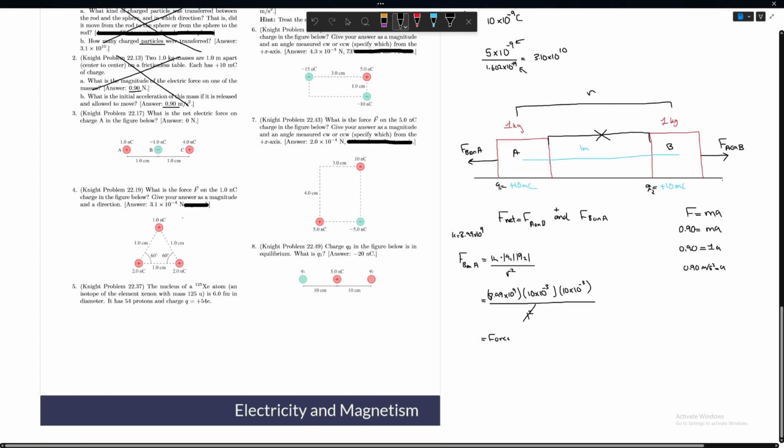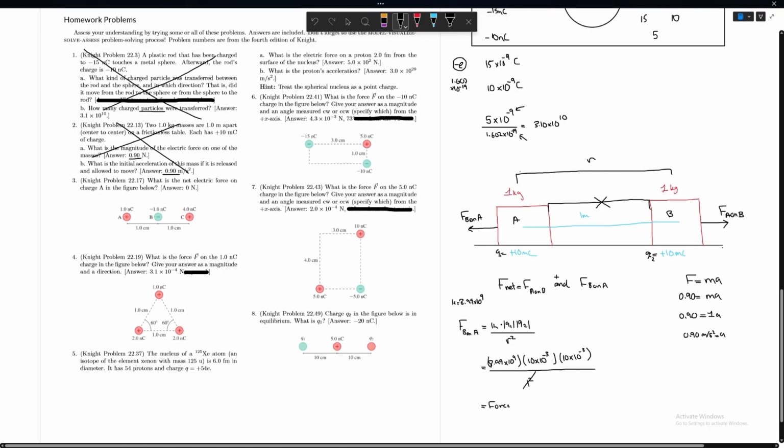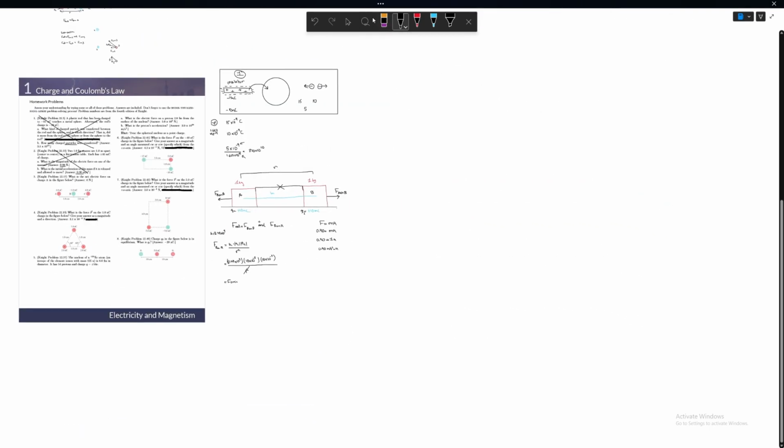Now, what is the net electric force on charge A? In the figure below, it's supposed to be 0. Okay. Let's move on. Move this aside so we have some space to work with.